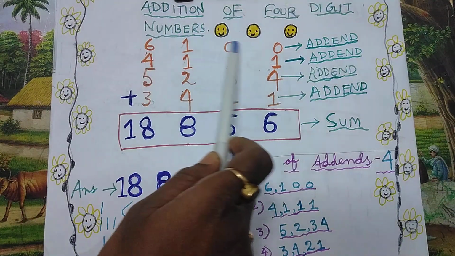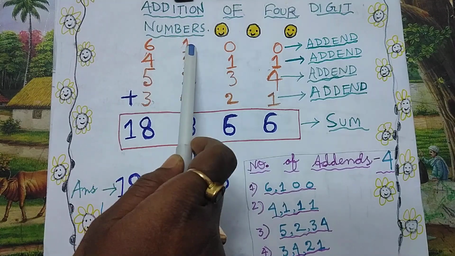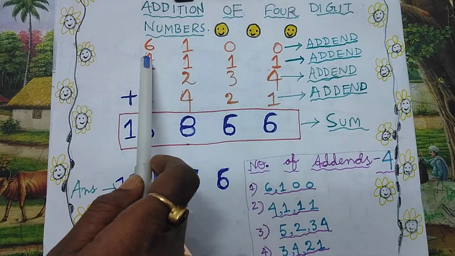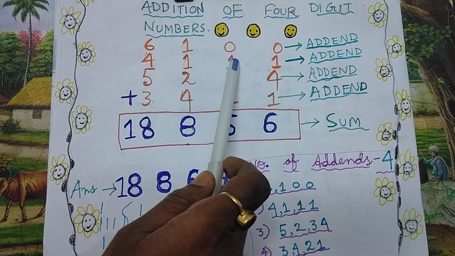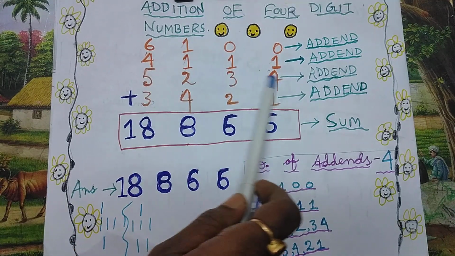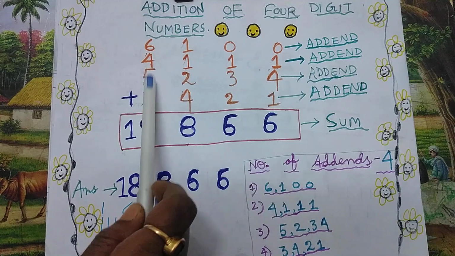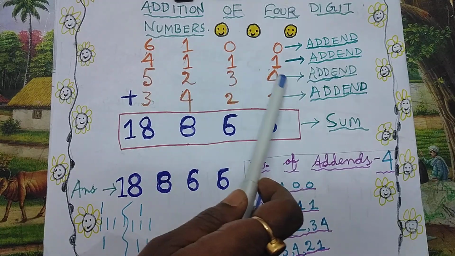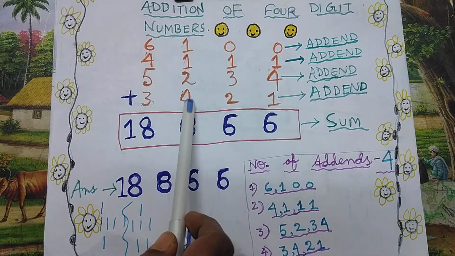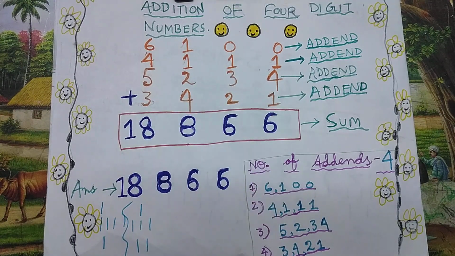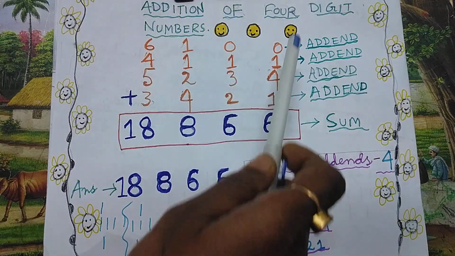The first number is 6100. The second number is 4111. The third number is 5234. The fourth number is 3421. We have to add these numbers.